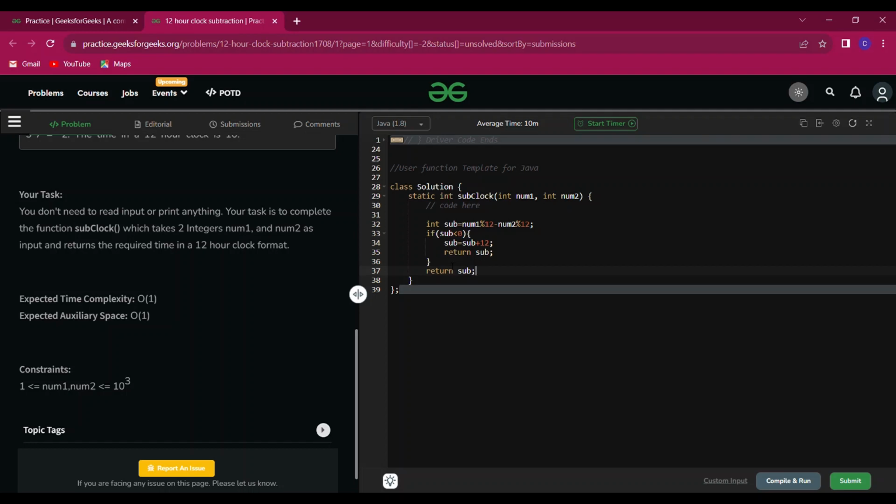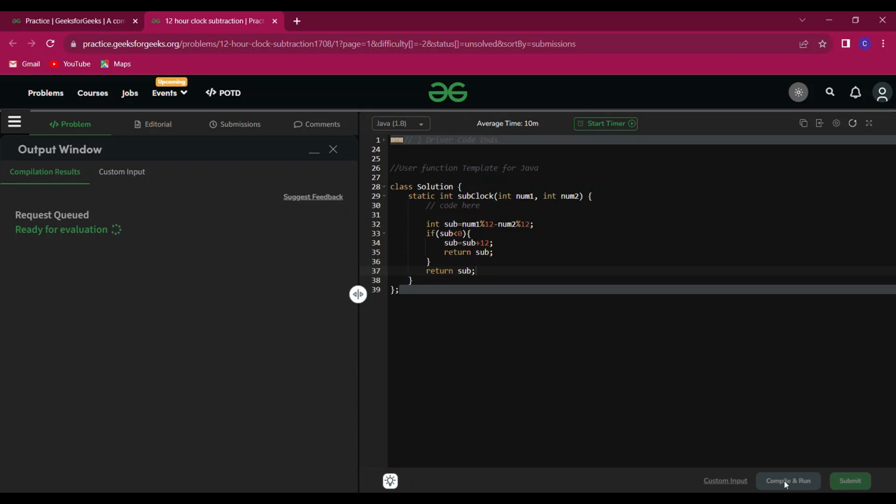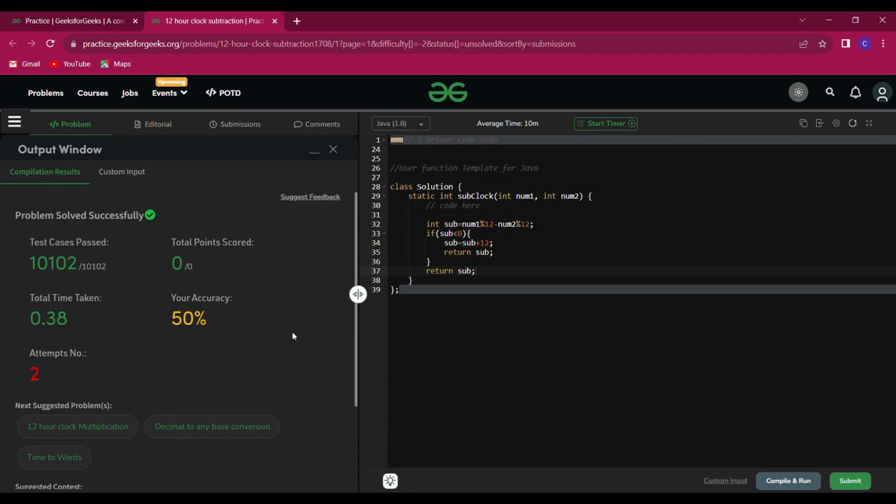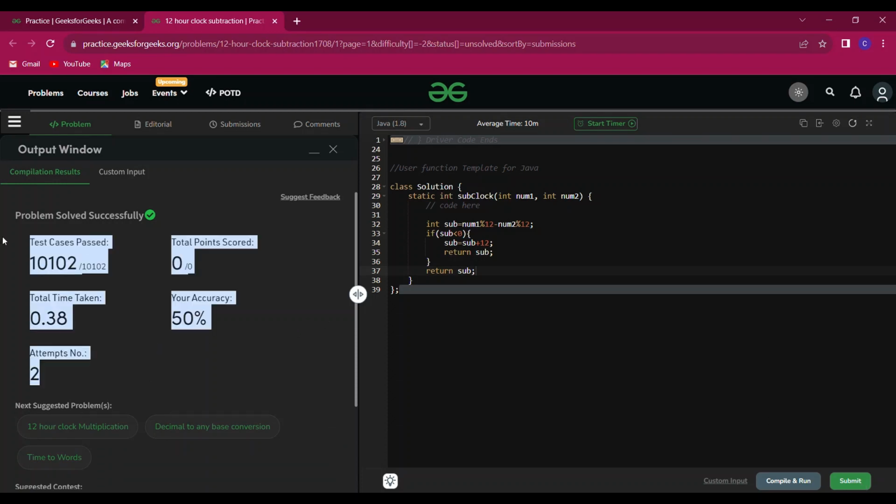So now again compile and run. The code is successfully compiled and run. Now check all test cases. So submit this code. All the test cases are successfully passed.